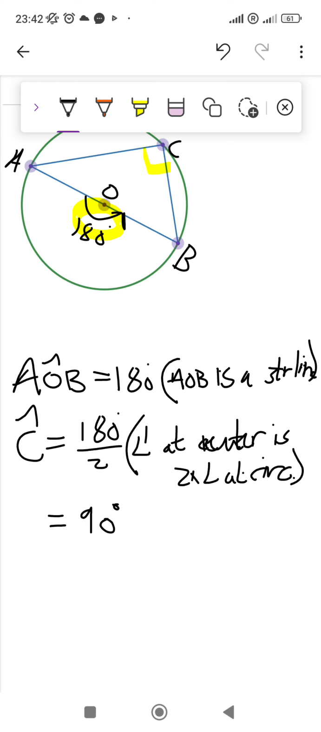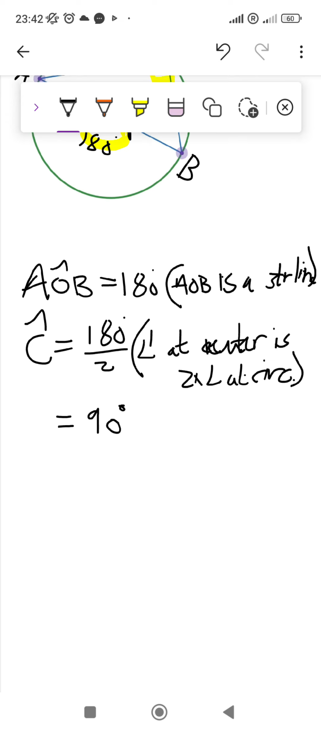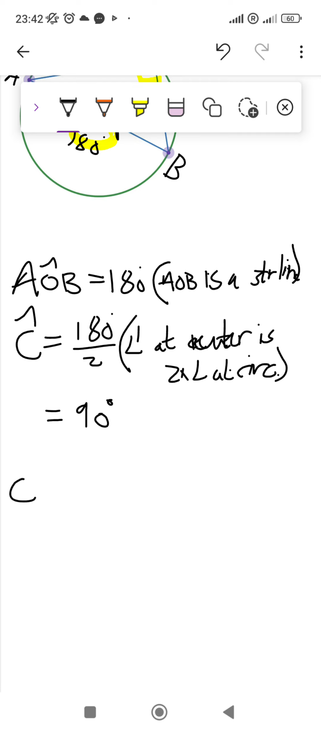So that's one of our proofs, very quick and easy. It says angle C is half of angle AOB. AOB is 180 degrees. Obviously, it's a straight line. It's our diameter, and therefore C is 90. So when you use this theorem, you will say angle C is 90. And the reason we will give is: angle in a semicircle.